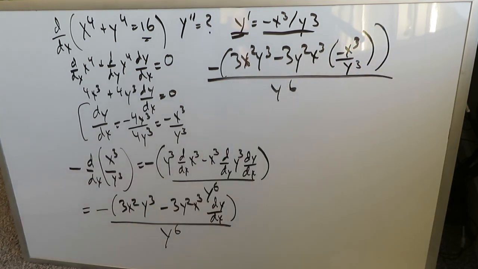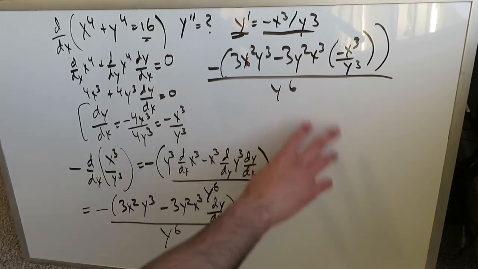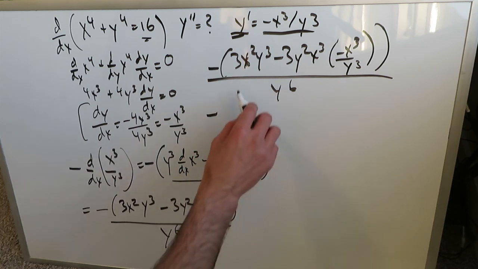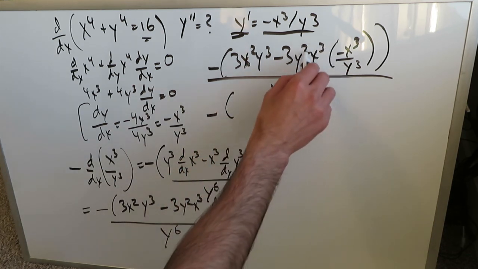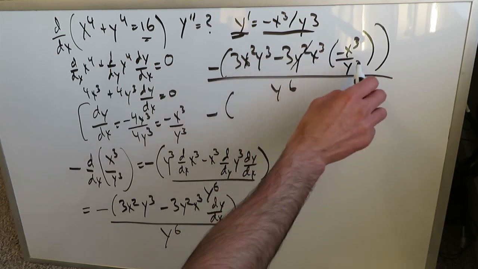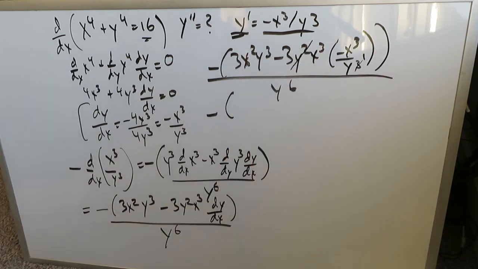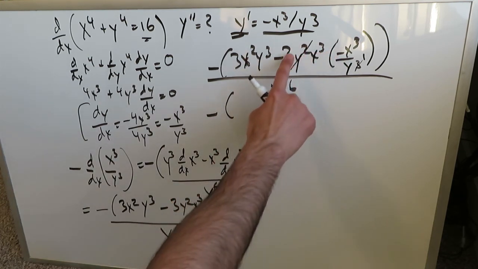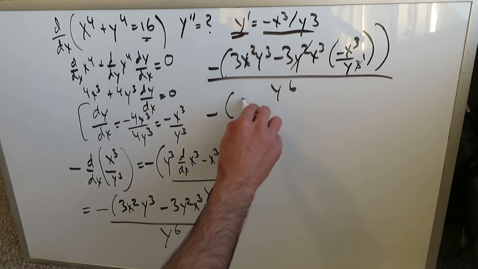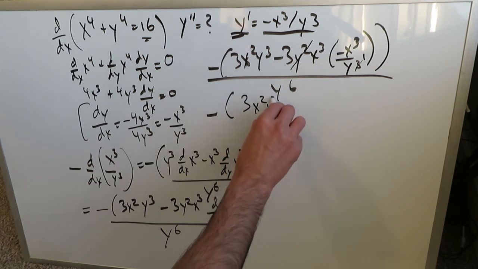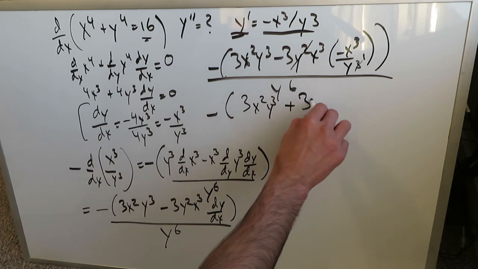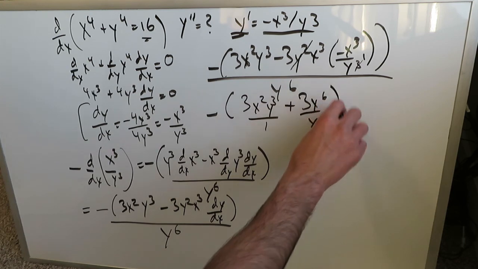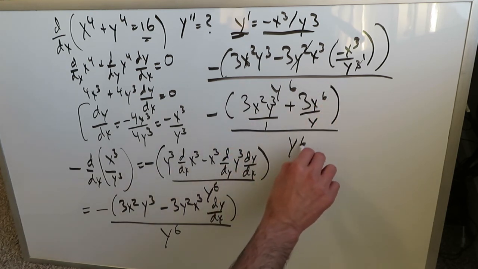Now we have to do this part over here. Let's keep the minus outside and look over here. This y squared will cancel with this and make it y to the 1. And this minus x cube will multiply with this minus 3x cube and you get positive 3x to the 6th. So we have 3x squared y cube plus 3x to the 6th over y. This is all over 1 because you can do a common denominator. And this right here is all over y to the 6th.